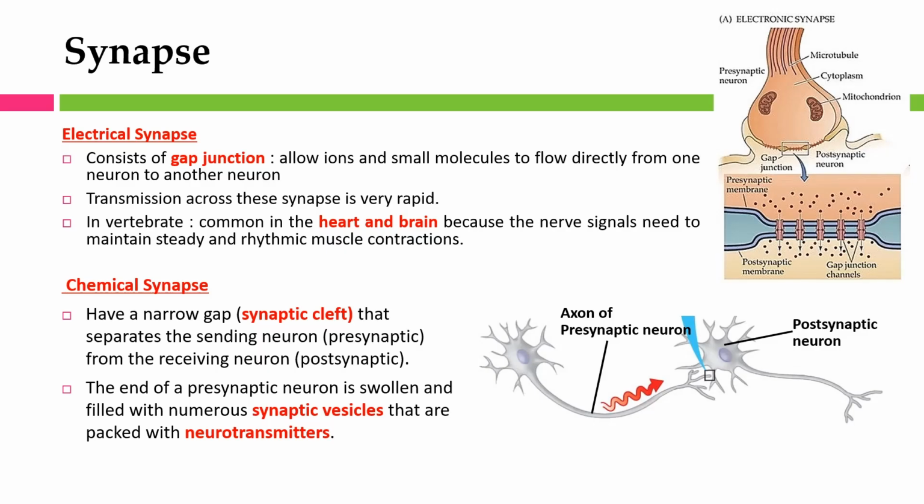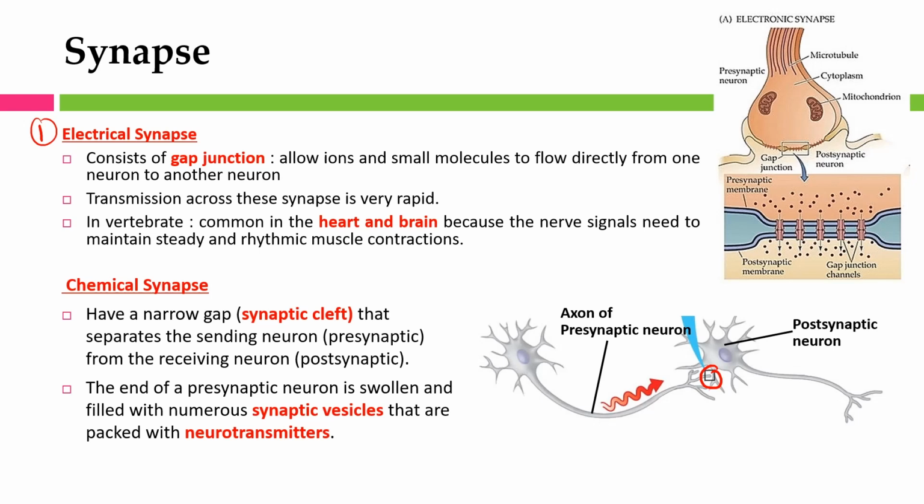So the action potential that has propagated along the axon has now reached the synapse, which is the gap between one neuron and another neuron. There are two types of synapse. The first one is the electrical synapse.